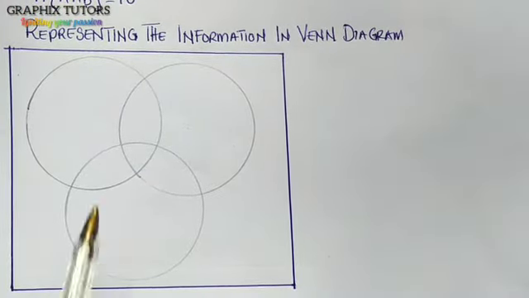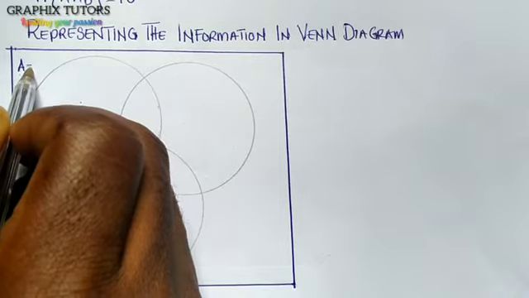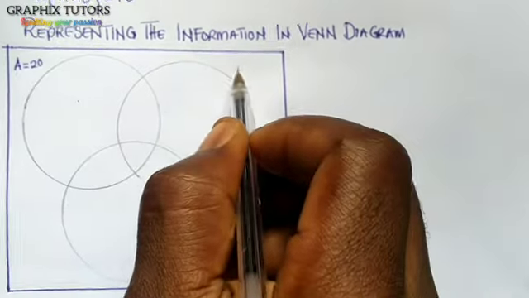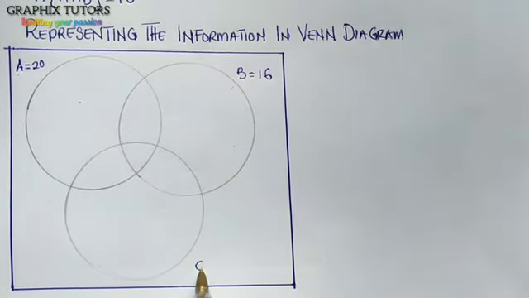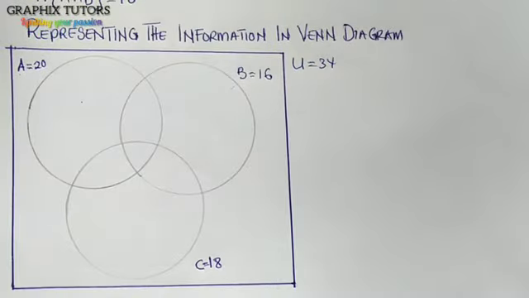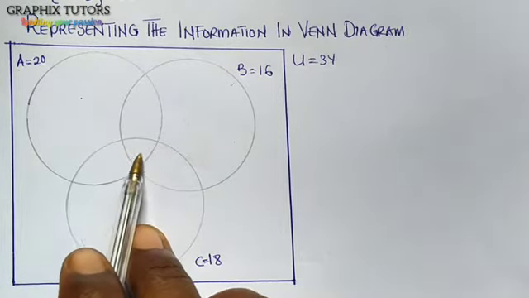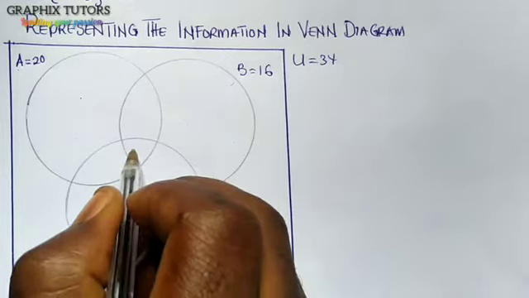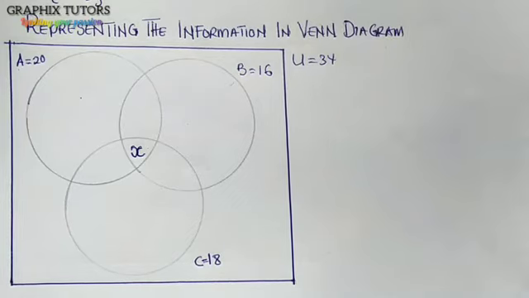So we have three sets, A, B, and C. The first set is here, A, which we know has a number of 20. We have B, which we know has 16. And we have C, which we know has 18. And the universal set here, we know it is 34. That's where you place your universal set. Now the first thing you input here should be the region they have in common, and you just input your X to show that, because we don't have the total number of people that purchase all the products.